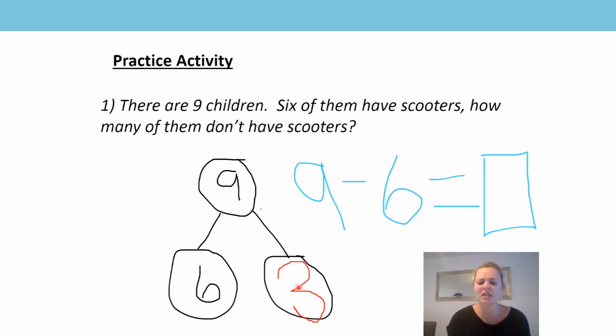All right, let's just have a look at the equation here. 9 subtract 6. So again, 9 is our whole. We know that 6 children have scooters, and that will leave us with the total number of children that don't have scooters. So what's our amount of children that don't have scooters? How many don't have scooters? That's right, 3 of them don't have scooters.